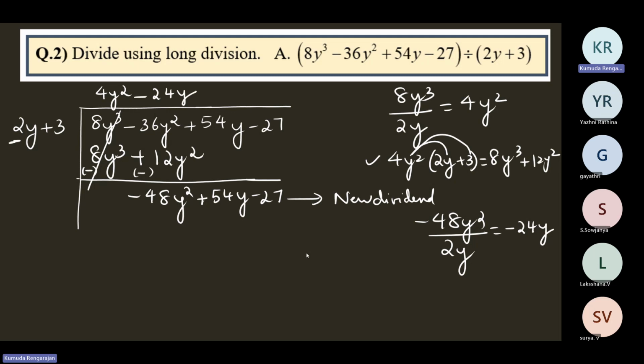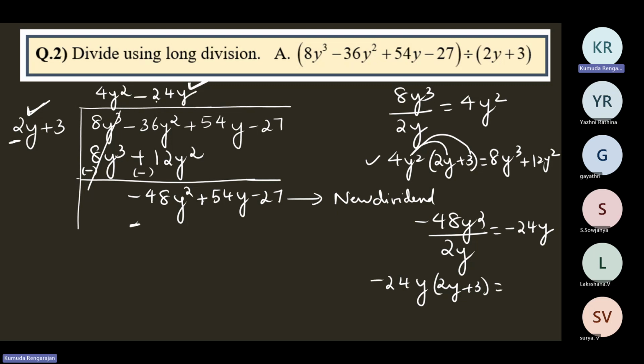Now multiply minus 24y with the divisor. Minus 24y, multiply that with the divisor, 2y plus 3. So as I told you earlier, you can do it here also. Without writing it in the rough column, you can directly write the terms here. So minus 24y into plus 2y. So minus into plus minus.